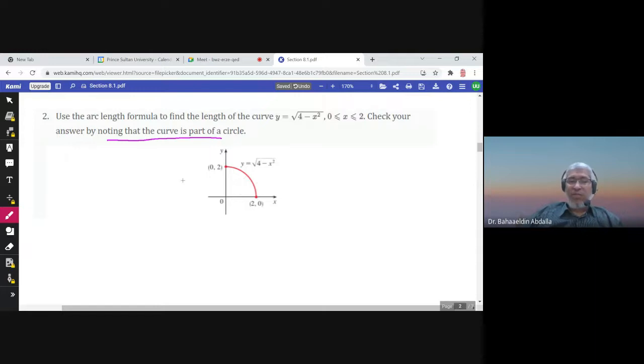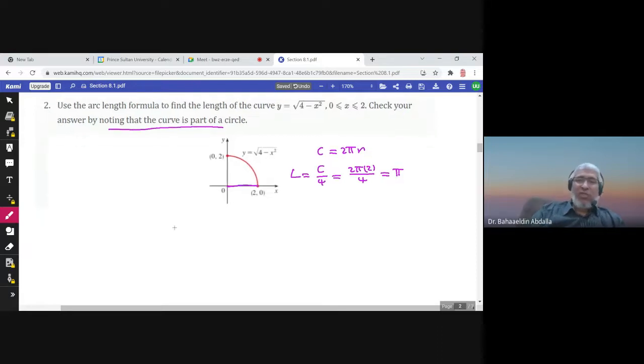So geometry says that the circumference of the circle is 2 pi r. But we don't have all the circle, we have C over 4, a quarter of the circle. And r is 2. R is the radius. The radius of the circle is just 2. So 2 pi times 2 over 4. 2 times 2 is 4, cancels with 4. And pi would be the length of this arc. So the length of the arc should be pi, a quarter of a circle.